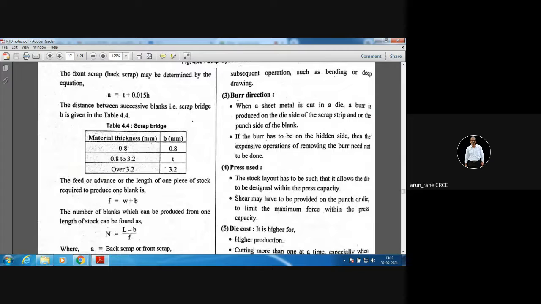But before that, I forgot to tell you that before you go for the center of pressure, you have to calculate your press tonnage. What should be the capacity of the press? That has to be determined. Now, how to calculate the press tonnage? Press tonnage is equal to blanking force plus piercing force plus stripping force.